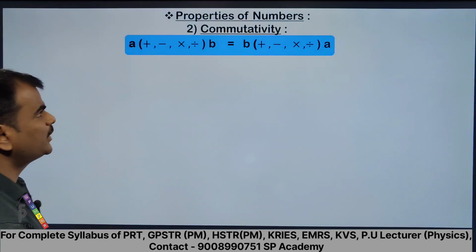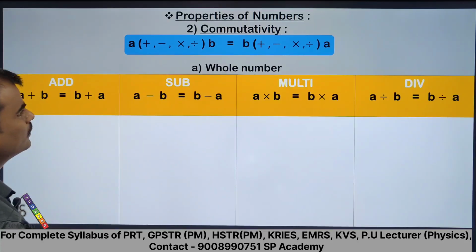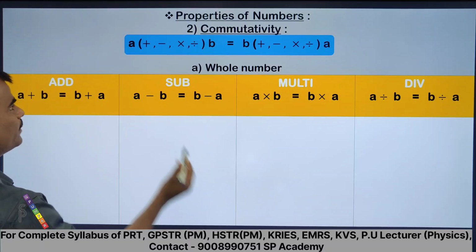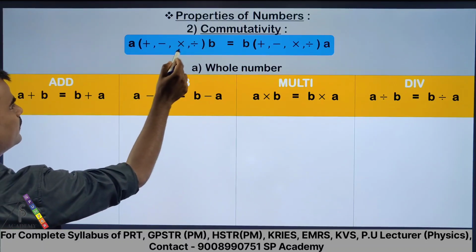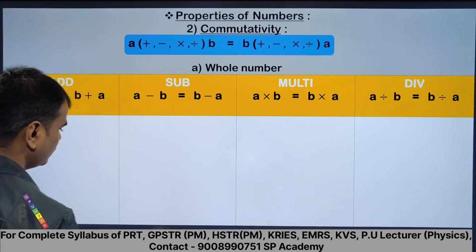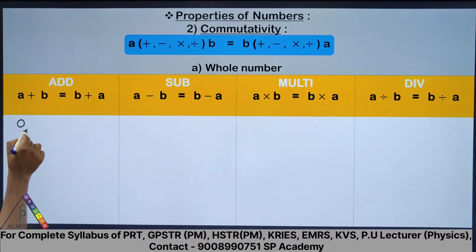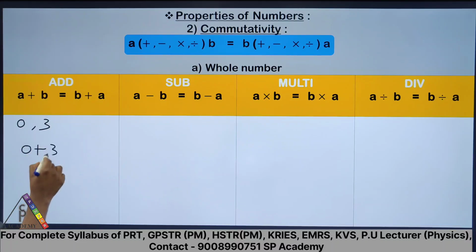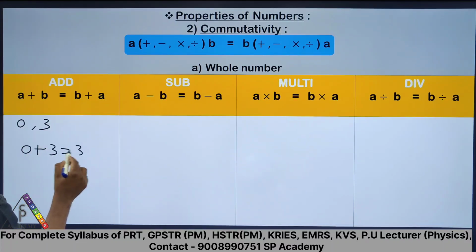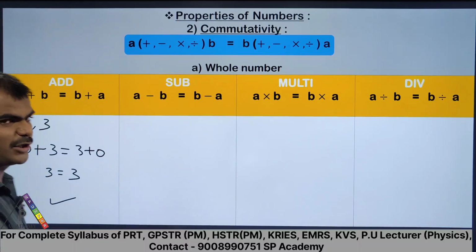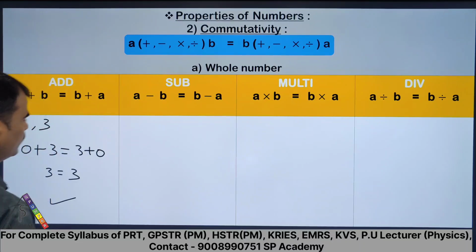Next is commutative property. Now we'll check the commutative property for the whole numbers under the four basic operations: addition, subtraction, multiplication and division. Now we will take two whole numbers, A as 0 and B as 3. Therefore, 0 plus 3 equals 3 plus 0. 3 equals 3. Therefore, under addition, the commutative property is valid for whole numbers.